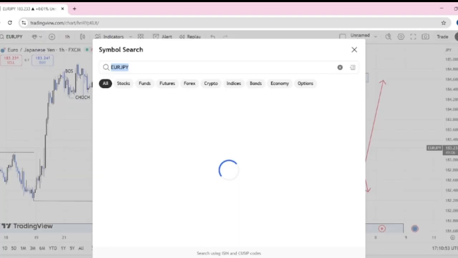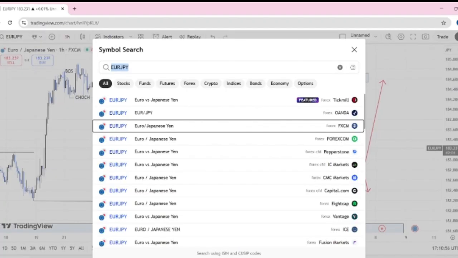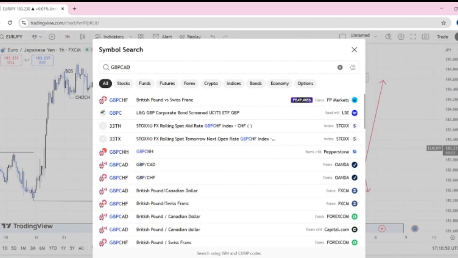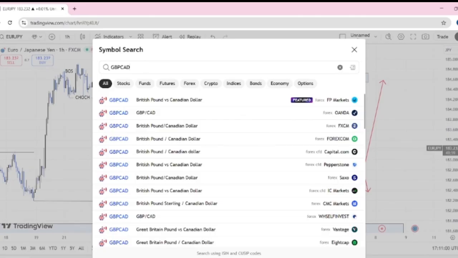Alright, so moving on, the next pair we'll be looking at is GBPCAD, and after this I'll look at the last pair for the midweek market structure and top-down analysis.